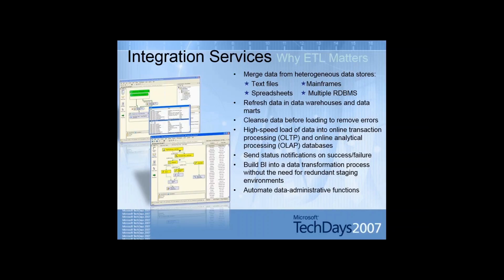High speed load of data into online transaction processing, OLTP, and online analytical processing, OLAP, databases. What is the difference between OLTP and OLAP? These are two terms. In OLTP, we get data from different sources, and this is part of T-SQL. OLAP is for SSAS, online analytical processing. OLTP is only 2D, two-dimensional, and OLAP is multi-dimensional.